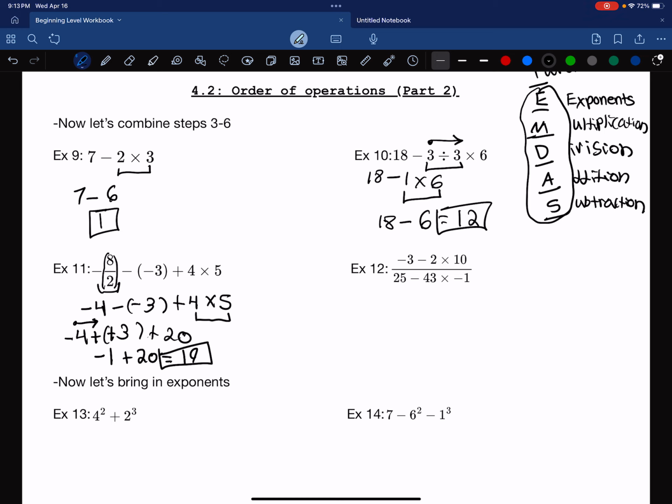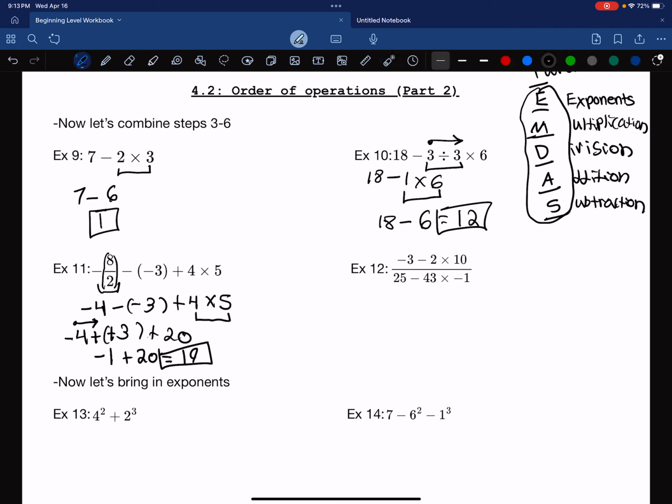Now looking at our next example, I encourage you to pause the video and work through it. And now let's work through it together. So remember, in the previous section, we had an example like this, where we had a numerator and a denominator. So what we want to do in this case is we want to fully simplify the numerator, or the top part of this fraction, and we fully want to simplify the denominator, or the bottom part of the fraction first, before we divide this whole thing.